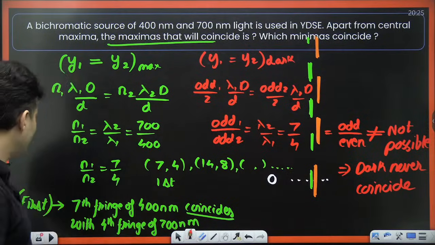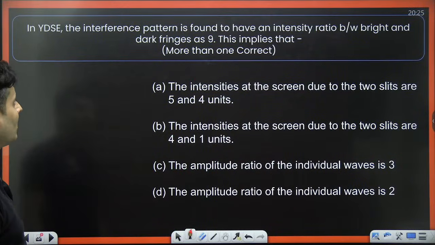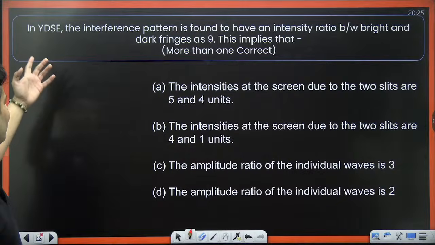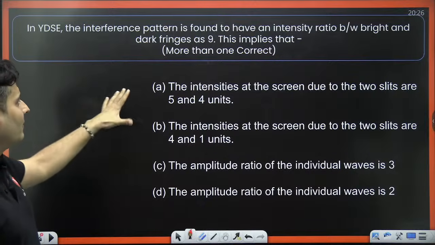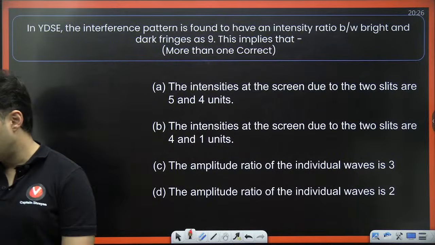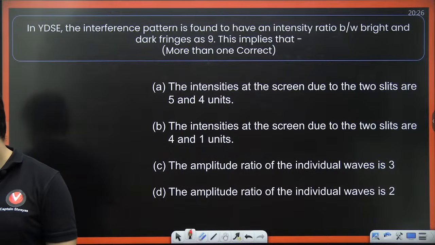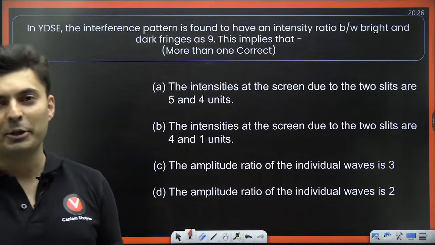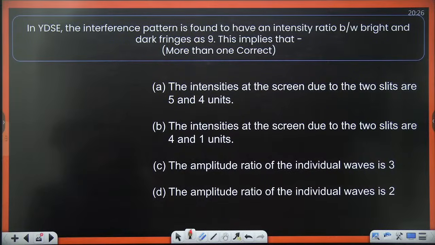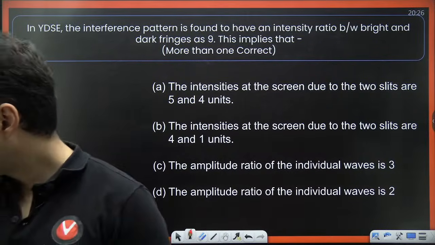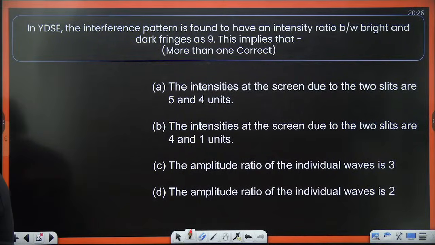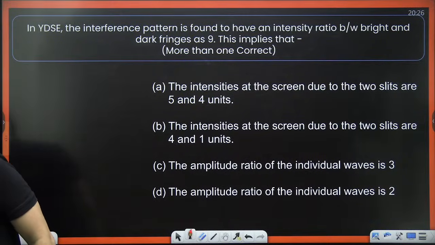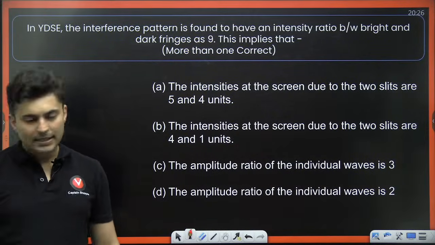Okay. So these kinds of questions can come from YDSE. Let's see if you can solve this. In YDSE, the interference pattern is found to have a ratio between bright and dark fringes as 9. It implies that more than one can be correct. Come on. I want everybody to answer this quickly. Come on, my dear students. Everybody try to answer this. More than one option is correct. Think which one is correct.